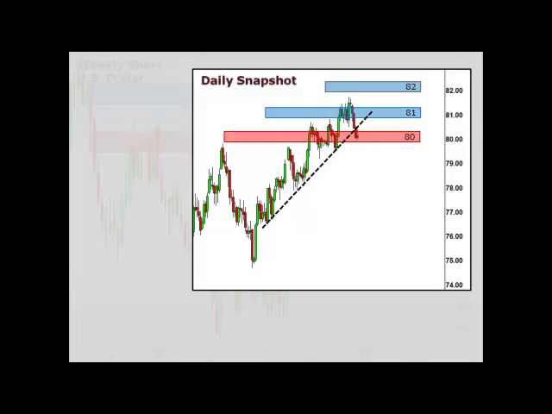The daily chart reflects a break of the trend line identified last week and the important support level sitting at 80.